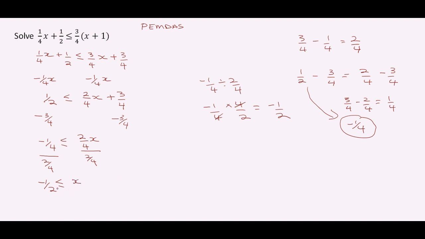And like I said earlier, you always want to put the x on the left hand side. So you have x is greater than or equal to negative 1/2. An important thing to note here is that the sign on the constant does not change. It's just the inequality that changes. So we're going to draw this on the number line. So we have 0, and then we have negative 1/2. Because it's greater than or equal to, we have to shade it.